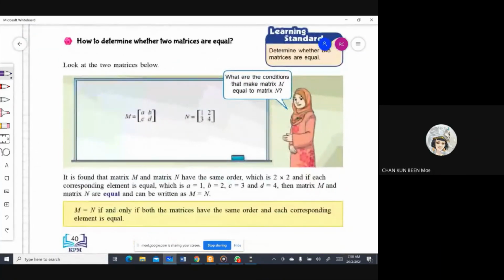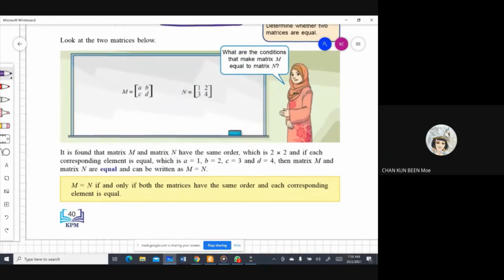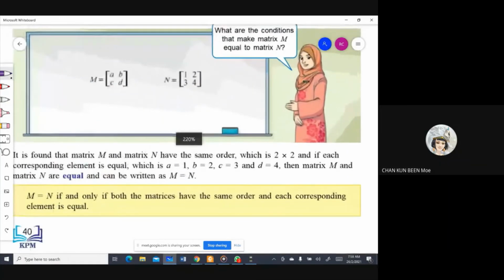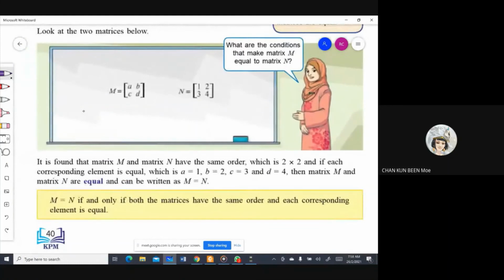How to determine whether two matrices are equal? Very simple. Look at the two matrices below. You're given M equal to A, B, C, D. You look at the arrangement, A, B, C, D. It's up to them how they want to arrange. Usually they will follow row first, A, B, C, D. They seldom write it column first, because row comes first. So you've got to remember that.